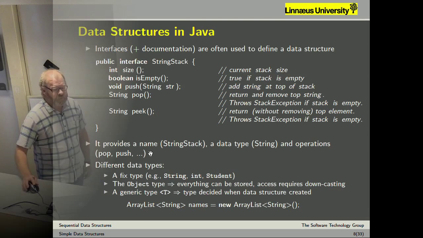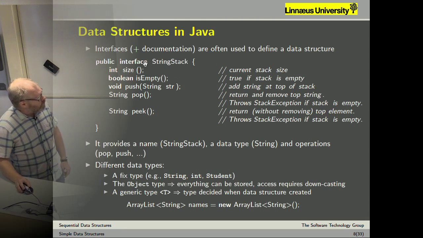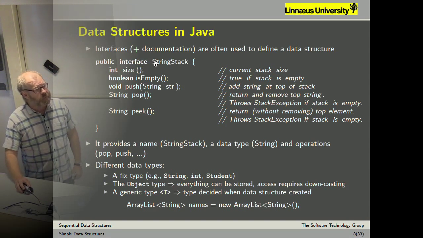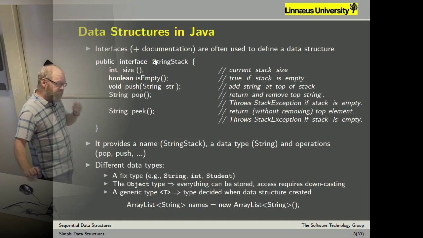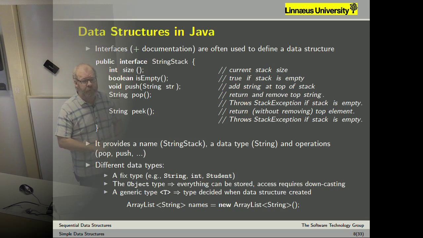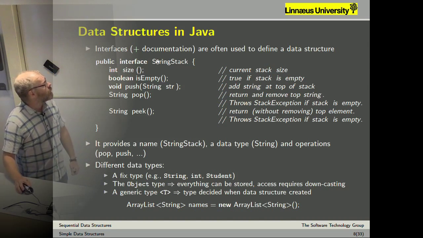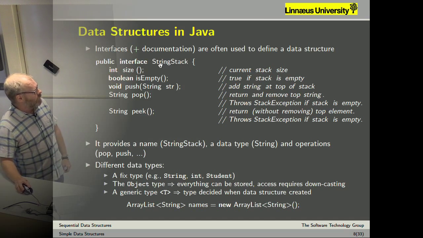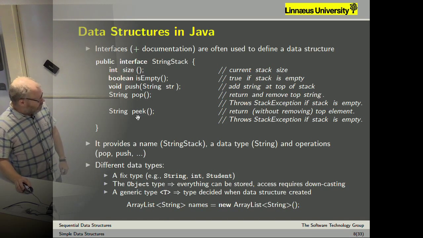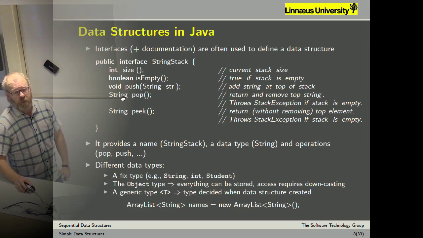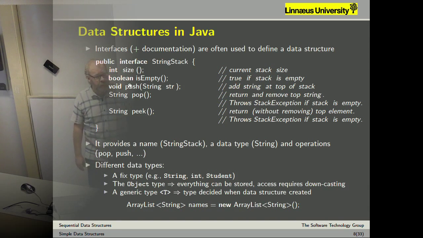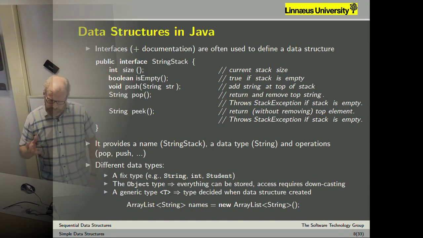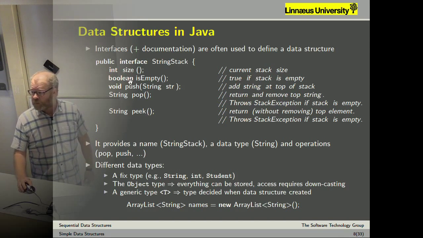In Java, we are almost every time using interfaces to define a data structure. In the Java library, you will find a lot of interfaces called stack and queue and list. They are interfaces and they provide everything. They provide a name, they provide a number of methods, and they provide what type of data we are working with here. So a well-documented interface provides a definition of a data structure. Okay?